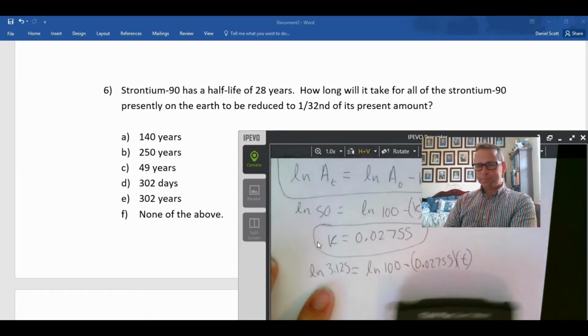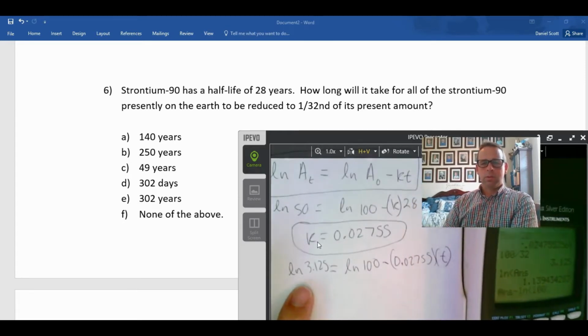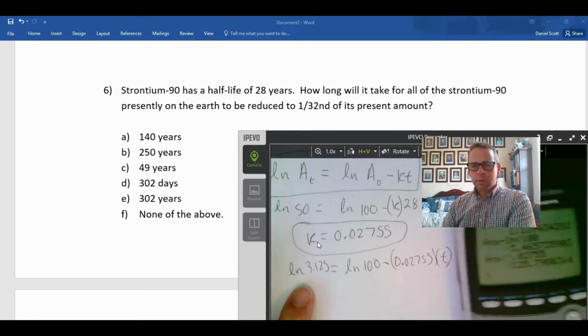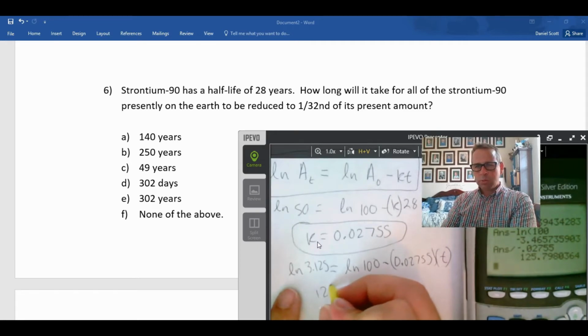So here we go. Natural log of 3.125 minus natural log of 100 divided by negative 0.02755. Okay, and that should be our time. We got 125.8 years.